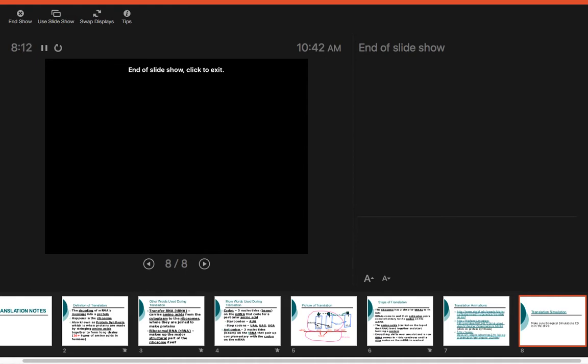Serine. Perfect. So the amino acid that goes with this codon is called serine. Okay, so bam. Serine's placed right there. Let's look at the next one.